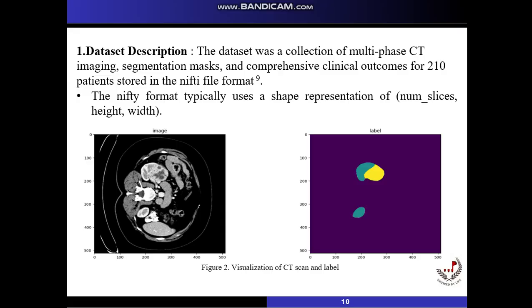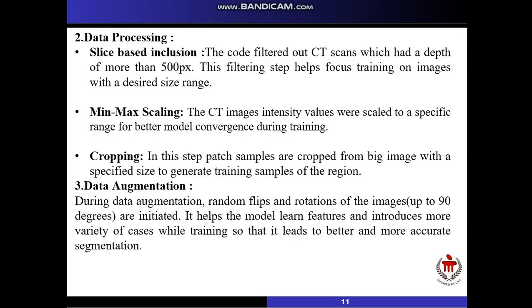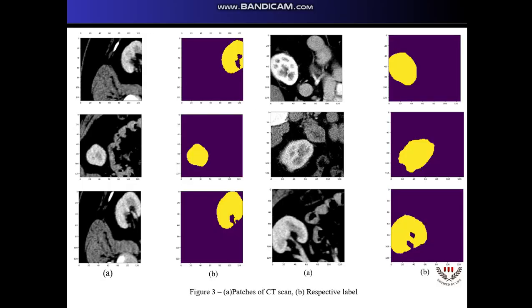So we started with size-based inclusions. We filtered out CT scans which had a depth of more than 500 pixels, and then we performed min-max scaling and finally cropping. And in order to ensure a balanced data set, we went for data augmentation, such that the data was rotated with random flips and rotations of images up to 290 degrees. Once this has been done, you can see the patches of the CT scan and the corresponding labels after it has been performed.